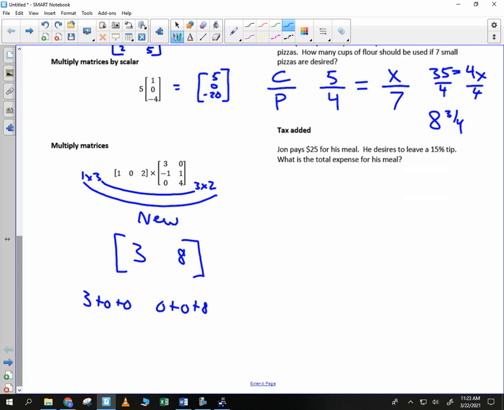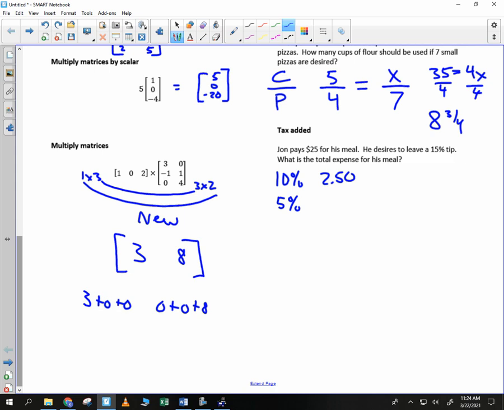John pays $25 for his meal. He desires to leave a 15% tip. What is the total expense for his meal? What if he left a 10% tip? What would the tip be? $2.50. What if he left a 5% tip?